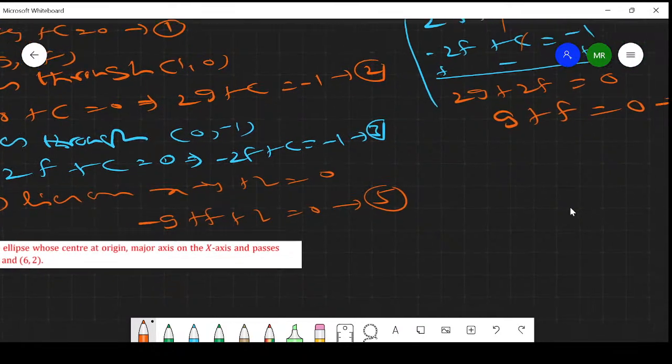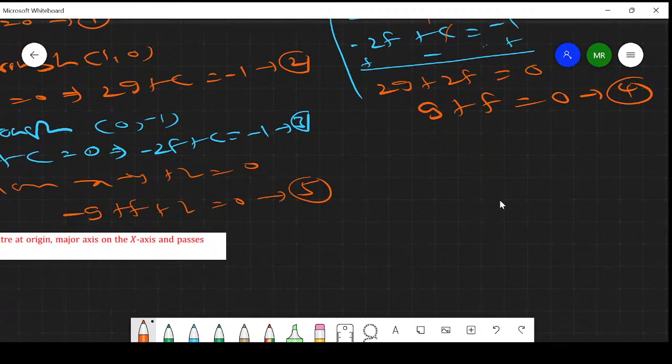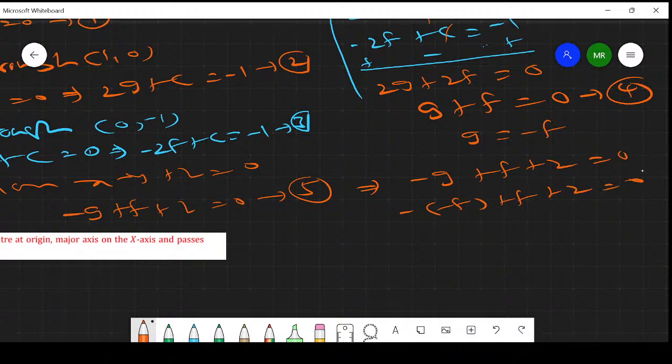Now solving the fourth and fifth equations. We have g plus f equal to 0, the fourth equation. From this, g equal to minus f I can write. Now equation 5: minus g plus f plus 2 equal to 0. Then I can replace g with minus f. So minus of minus f plus f plus 2 equal to 0.